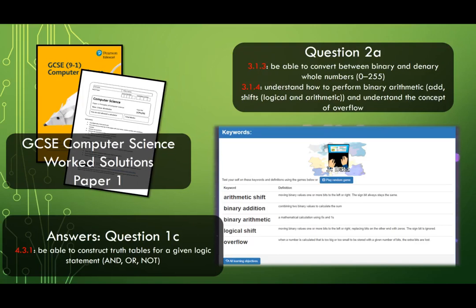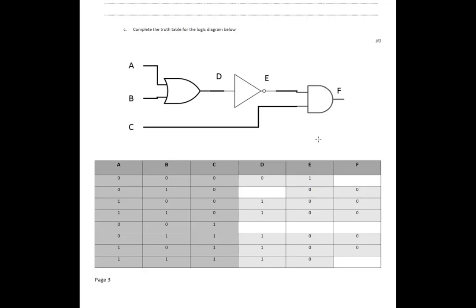This is the fourth video in a series of worked solutions for Edexcel GCSE Computer Science to help you revise for Paper 1 for your summer exams. So this video talks through the answers and how to get to the answers for question 1c, and then your challenge at the end is to have a go at question 2a. So let's have a look again at question 1c.